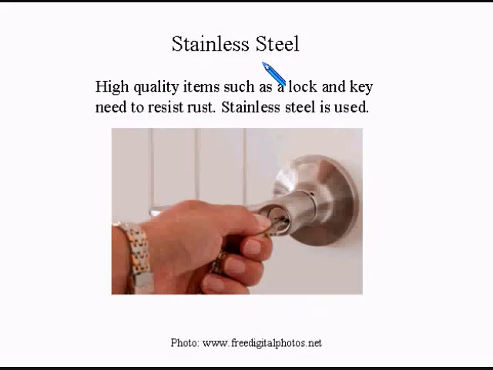Stainless steel. High-quality items such as a lock and key need to resist rust. Stainless steel is used. So here is a lock, here is a key, and this is made of stainless steel so that it does not rust.